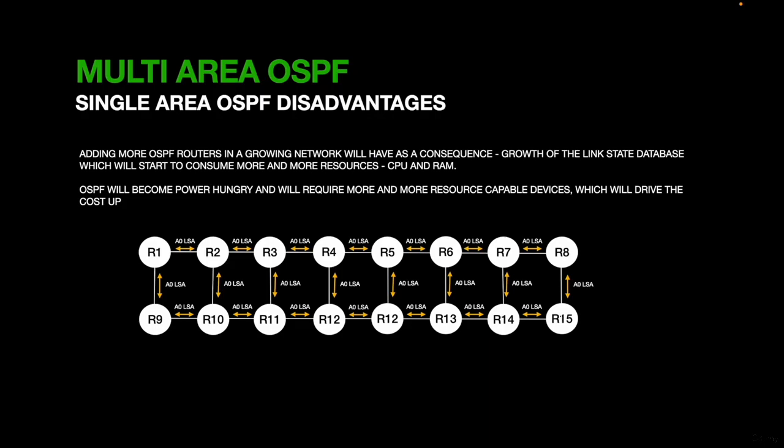So let's say that we're running our single area OSPF and we had 5 routers, but now we expanded our network to 15 routers. By adding more routers, we'll have a consequence, which is the growth of the link state database, which will start to consume more and more resources, CPU and RAM. At this point, the OSPF will become power hungry, and it will require more and more resource-capable devices, which will drive the cost up. You'll have to buy more expensive routers.